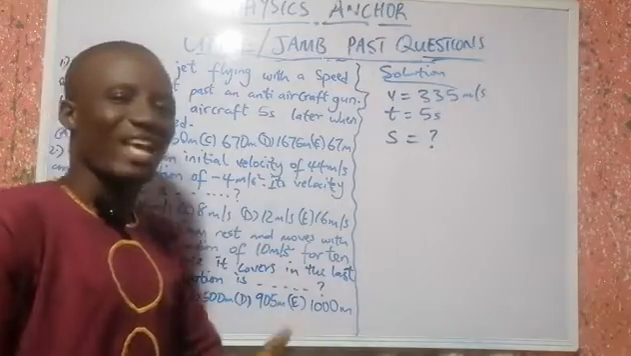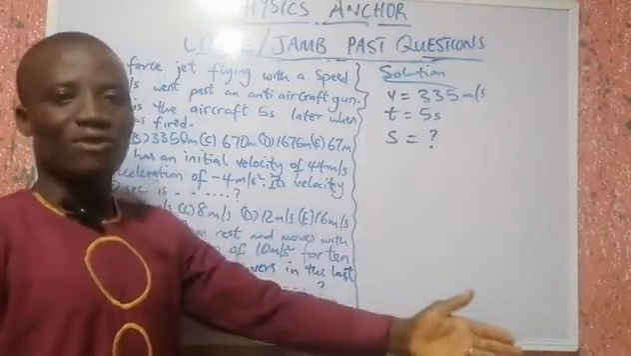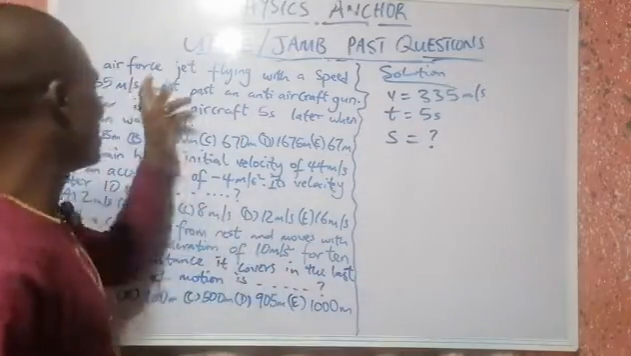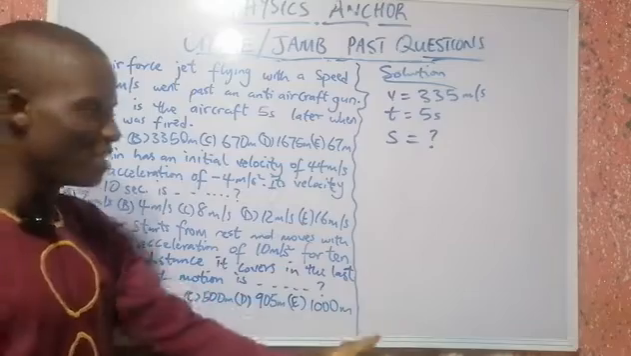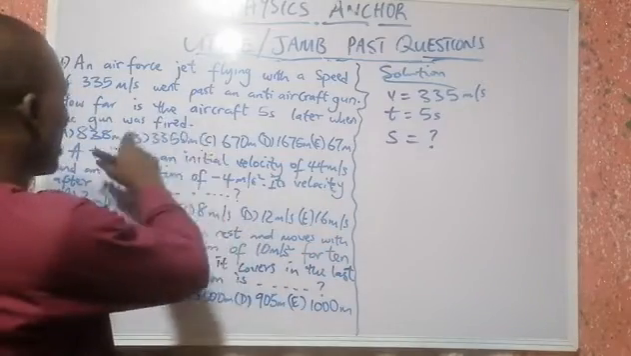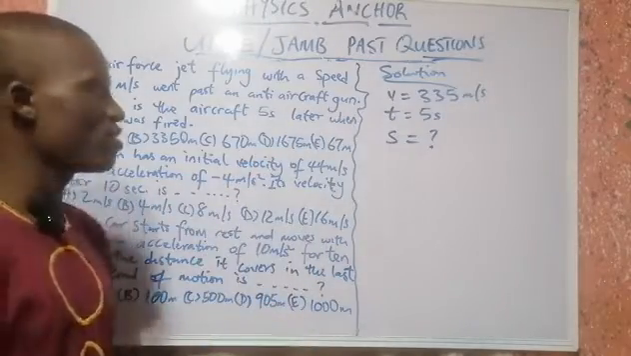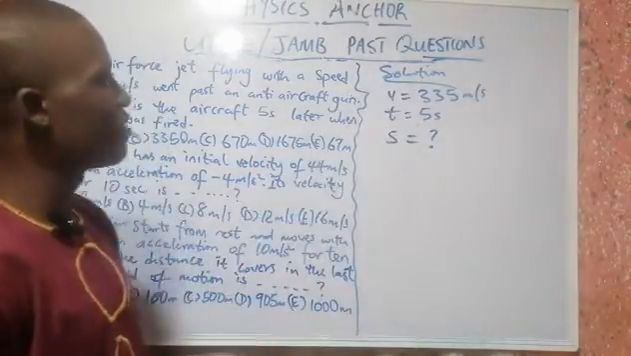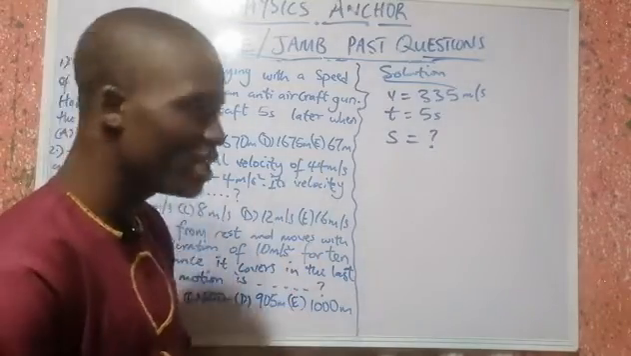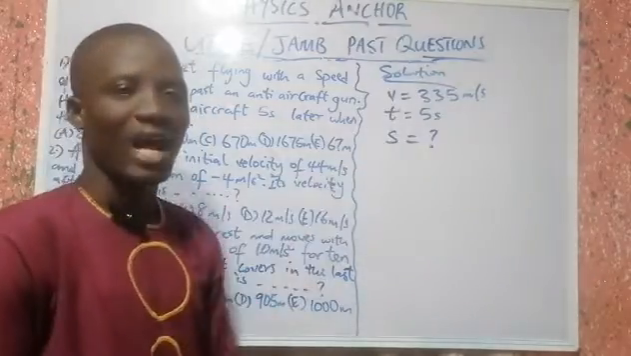When you hear a question like "how far", it simply means distance. So they are not asking you for the time, they are asking you for the distance that the Air Force jet has covered 5 seconds after the anti-aircraft gun was fired. So this is everything that they have given to us. There is nothing like initial speed or final speed. There's nothing like acceleration. The only information you have are these three.